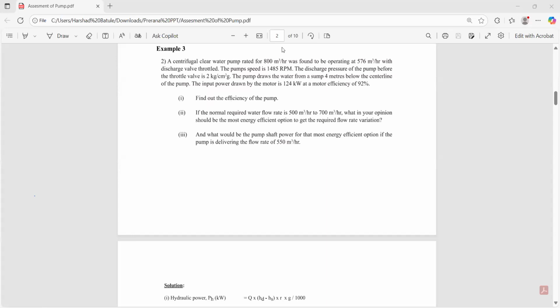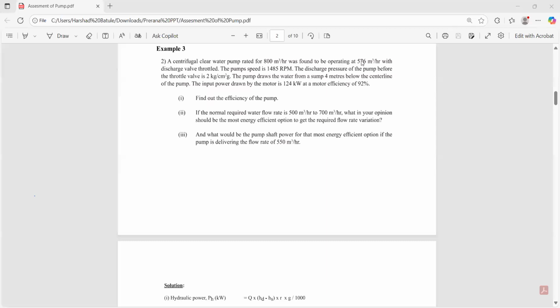They have given the data: a centrifugal clear water pump rated for 800 m3 per hour. This is rated data. This is not operating data. The operating data is 576 m3 per hour. During our exam, we need to be very cautious to understand data first. If you write all the given data correctly, you can solve any question. But if you are confused between what is input data and what are the data given, you will be in trouble. So you need to understand your input data correctly.